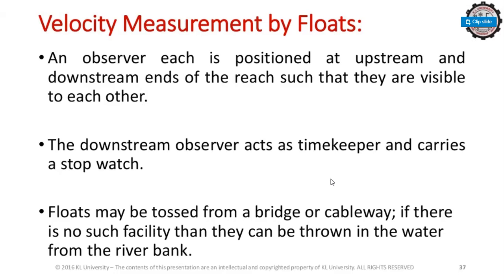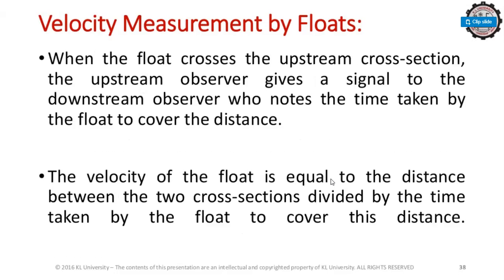Floats may be tossed from a bridge or cableway. If there is no such facility, then they can be thrown in the water from the riverbank. When the float crosses the upstream cross section, the upstream observer gives a signal to the downstream observer, who notes the time taken by the float to cover the distance. The velocity of the float is equal to the distance between the two cross sections divided by the time taken by the float to cover this distance.